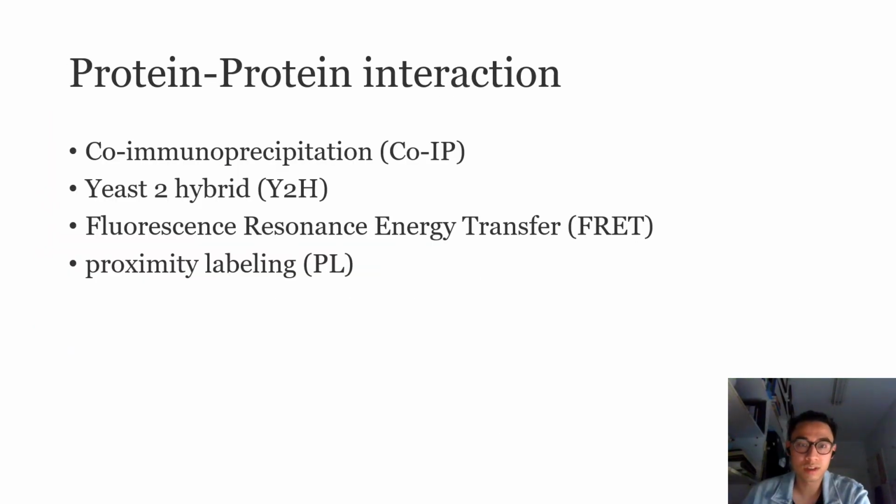What is this article about? Proximity labeling is a method to know if multiple proteins interact or not. These are some ways that people usually use to learn about protein-protein interaction: Co-IP, Y2H, FRET, and proximity labeling, PL.